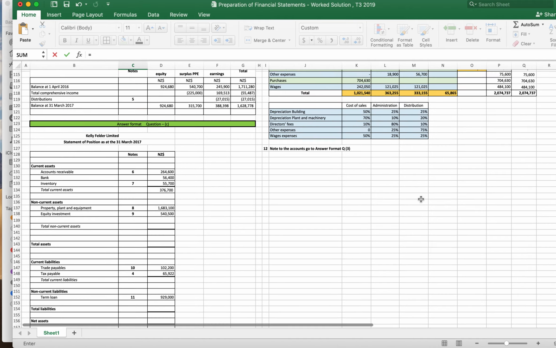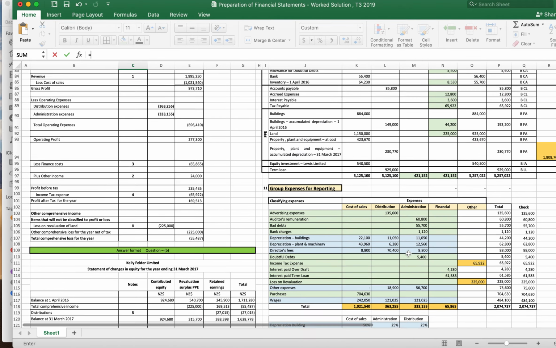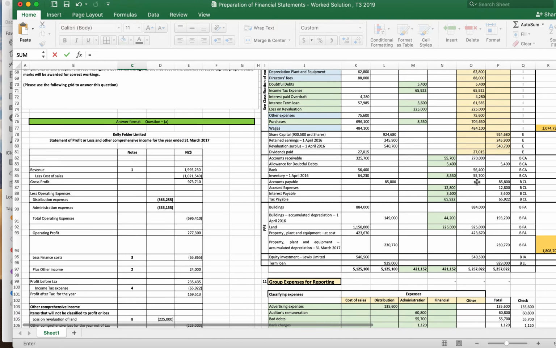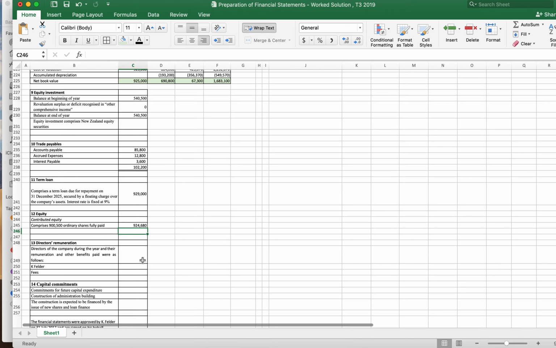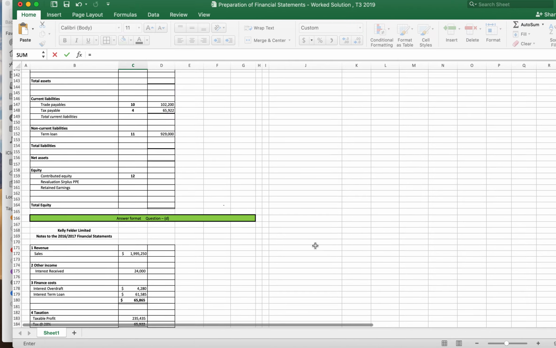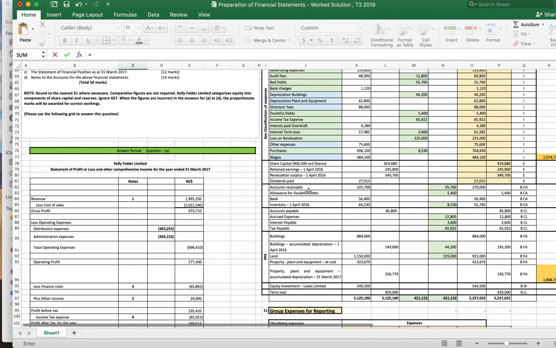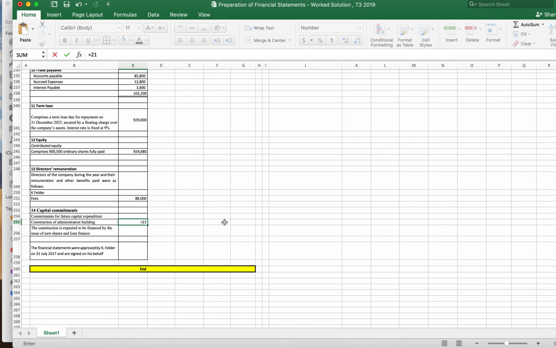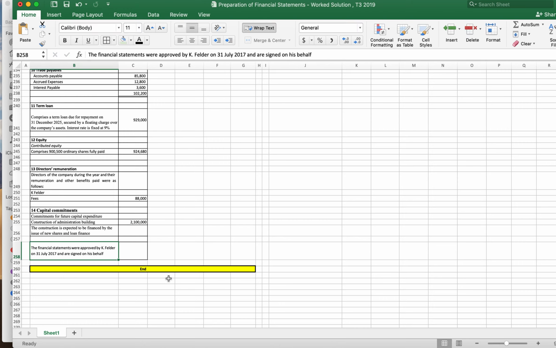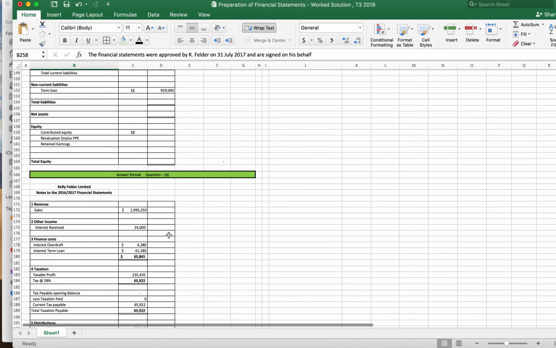Share capital, we know what that is. It's up there. Directors' remuneration, that's Mr. Fielder. That's a director's fee, which is up here. Director's fees, 88 grand. Capital, there's the note, we talk about the construction costs, and that's 2100123. So that's the notes to the accounts, and we put in the date that the accounts were authorised. So those are the notes to the accounts finished.